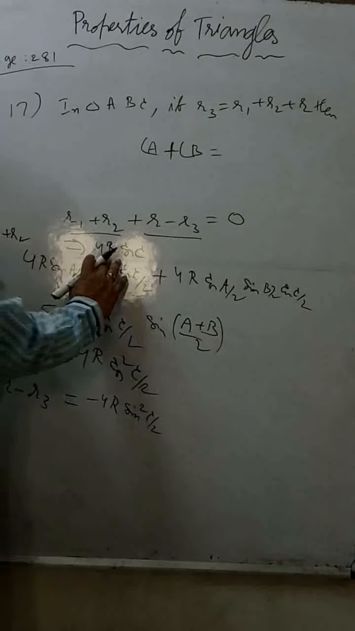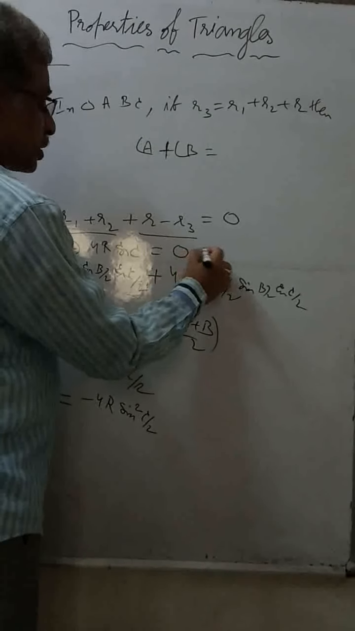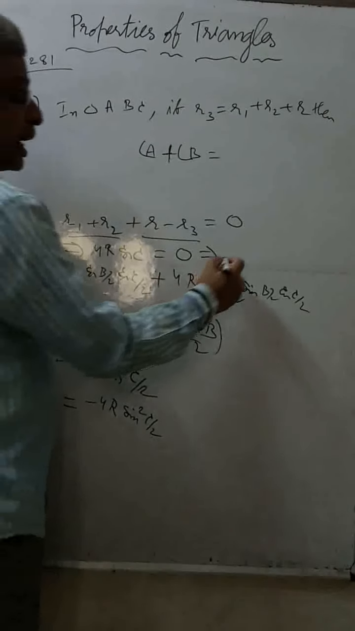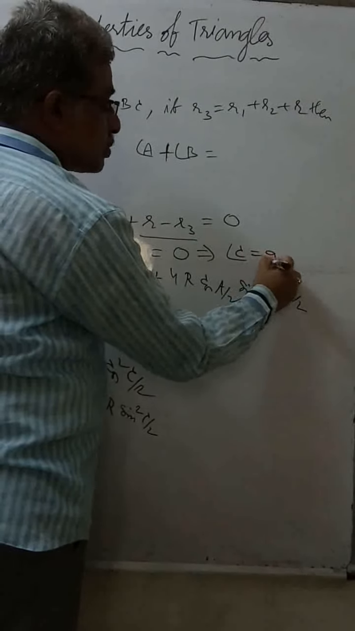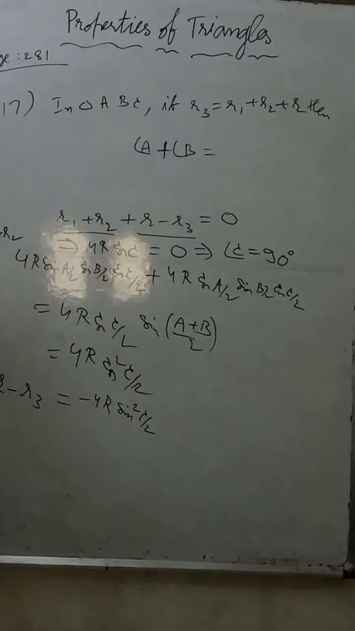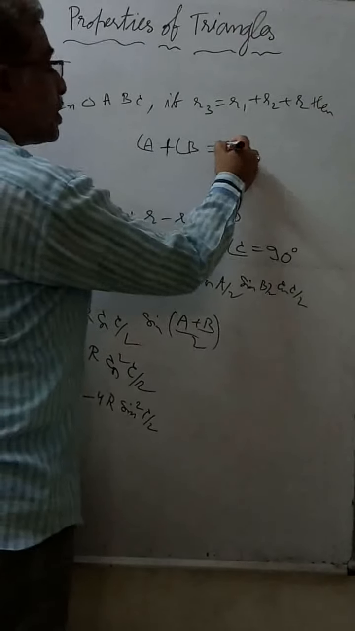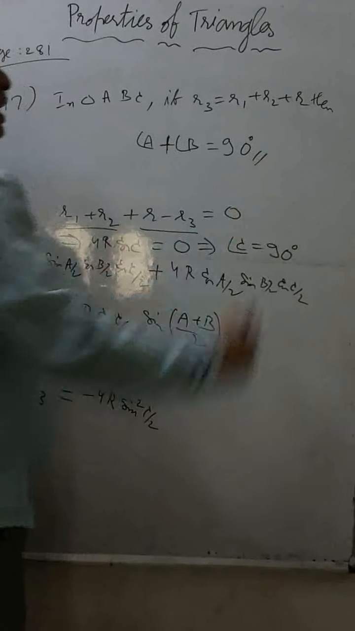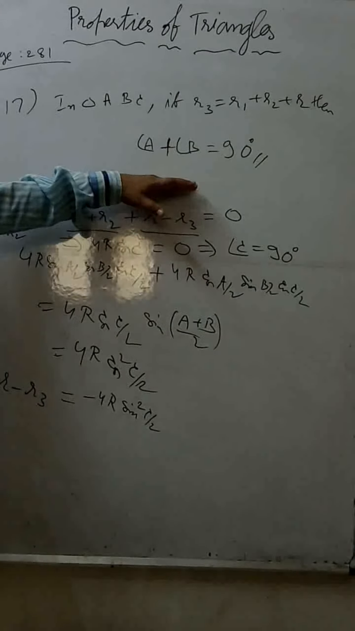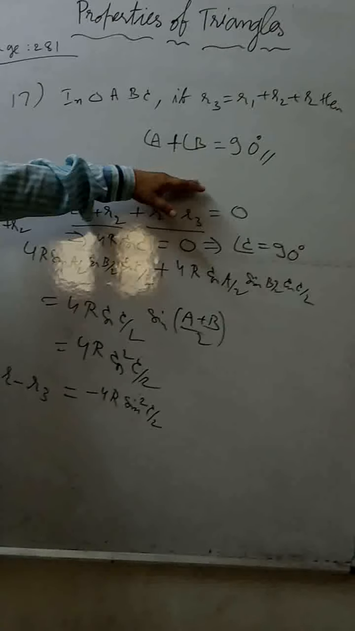Okay, next. 4R cos C equal to 0 is given. When does cos become 0? At 90 degrees. Means angle C equal to 90. We know that A plus B plus C is 180, therefore A plus B must be again 90. So our answer is 90 degrees.